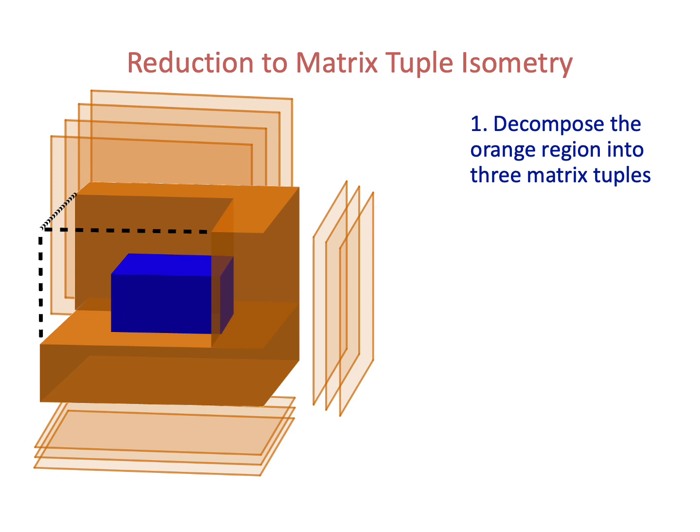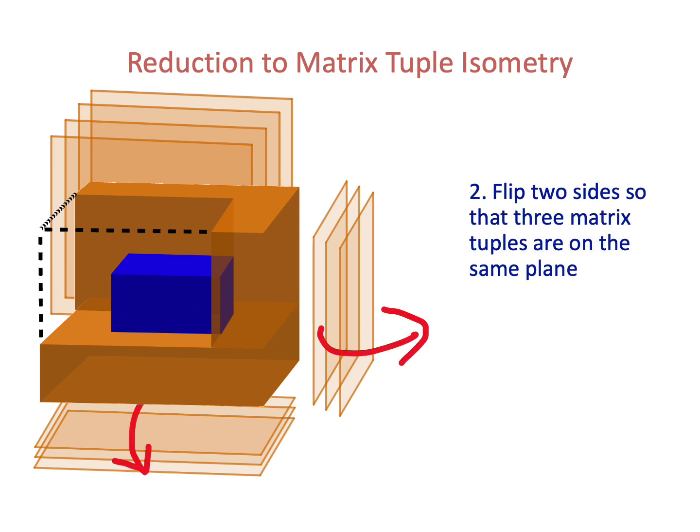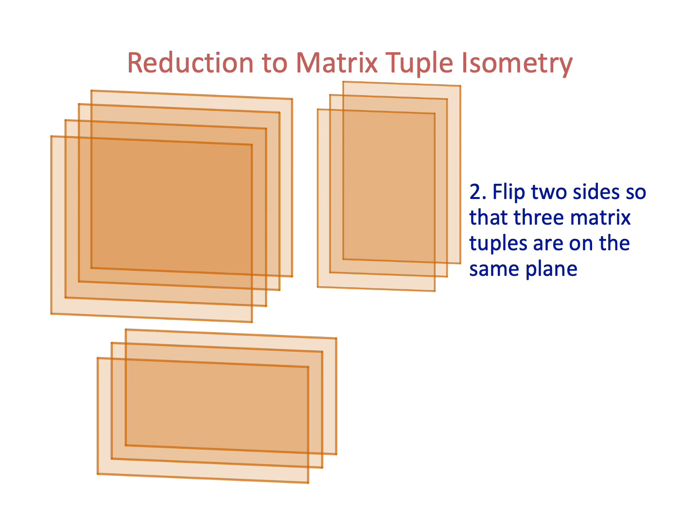To get our final reduction, we first further decompose the orange region into three matrix tuples for the three different sides. Because the orange region contains a small fraction of all the elements in the tensor, we can afford to fix the matrices in the orange region by enumeration. Second, we flip two sides of the orange region so that the three matrix tuples from three different sides are on the same plane.